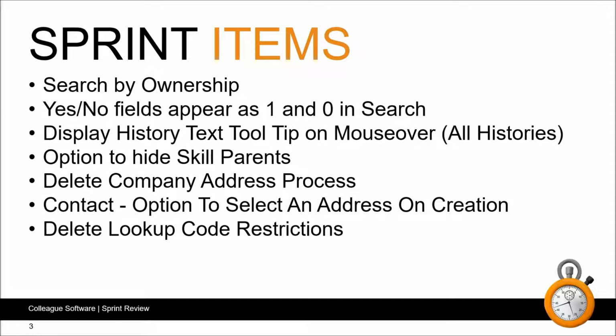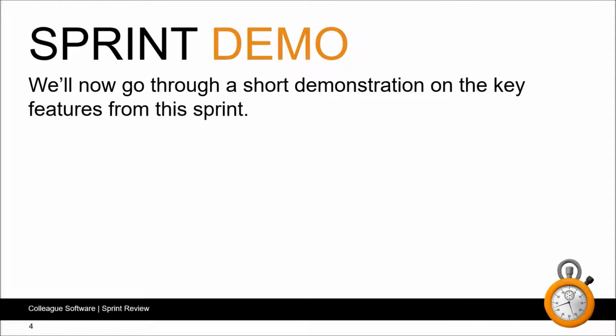The delete company address process now works as expected. You can assign an address when creating a contact rather than it defaulting to the primary address. And we've implemented a restriction to the delete lookup code option so that users aren't able to delete system lookup codes which are tied to workflow. We'll now go through a short demonstration on the key features from this sprint.